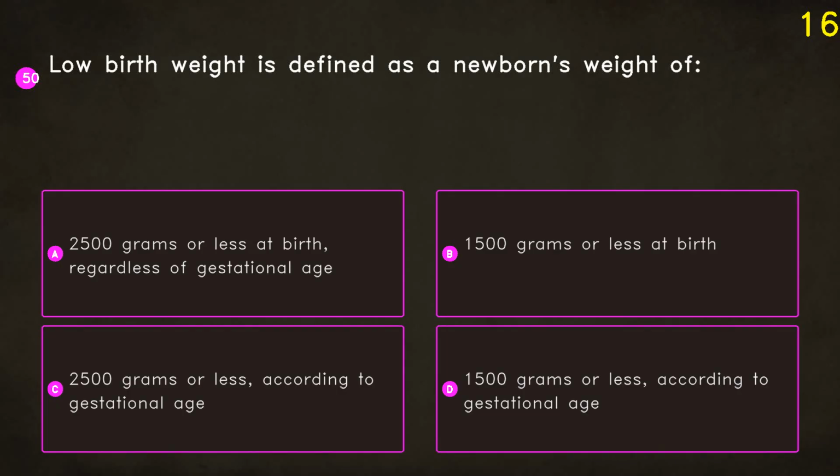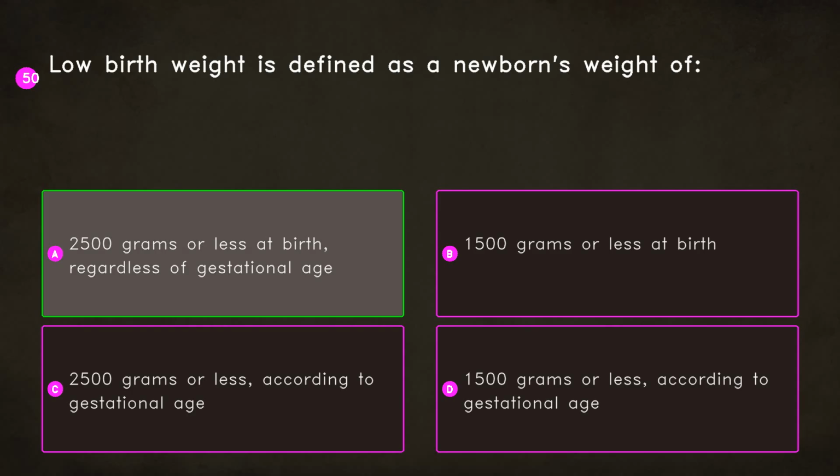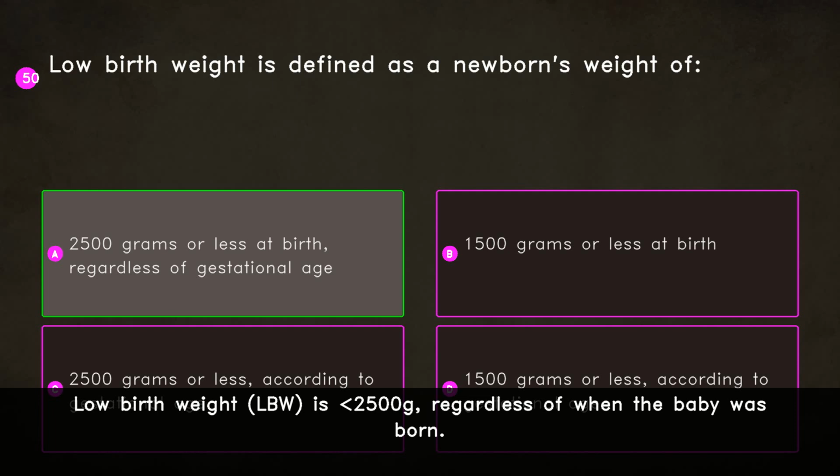Question 50. Low birth weight is defined as a newborn's weight of A. 2,500 grams or less at birth, regardless of gestational age, B. 1,500 grams or less at birth, C. 2,500 grams or less, according to gestational age, D. 1,500 grams or less, according to gestational age. The correct answer is 2,500 grams or less at birth, regardless of gestational age. Low birth weight, LBW, is 2,500 g, regardless of when the baby was born.